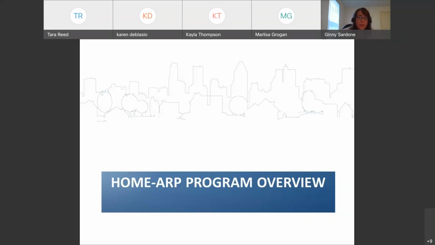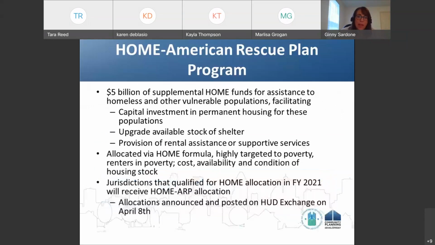So today I'm going to talk at a very high level about the $5 billion of supplemental HOME funds that were appropriated under the American Rescue Plan that was passed in March. The purpose of that funding is to assist individuals and households in several qualifying populations that include homeless, at risk of homelessness, and other vulnerable populations. HOME was chosen as the vehicle for this program because it's primarily a construction program, and that was the intent of the HOME-ARP funds.